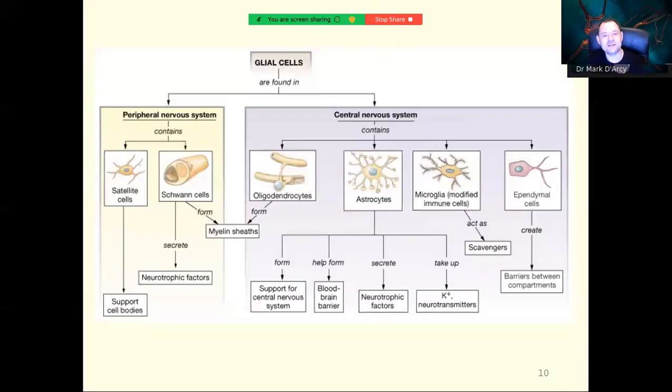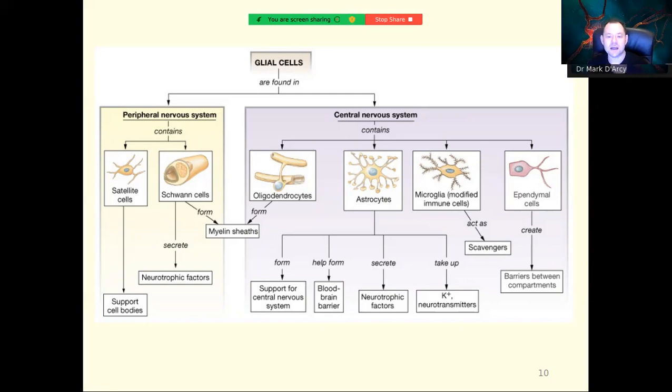Here are different categories of glial cells, both in the peripheral nervous system and in the central nervous system. In the peripheral nervous system, we can see we have satellite cells. These support cell bodies. We have Schwann cells, which produce myelin sheaths and also secrete neurotrophic factors. Those are basically growth factors that help neurons to grow, mature, and even divide in some cases to produce new neurons.